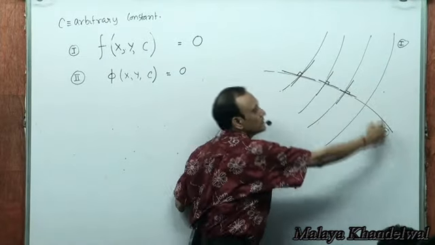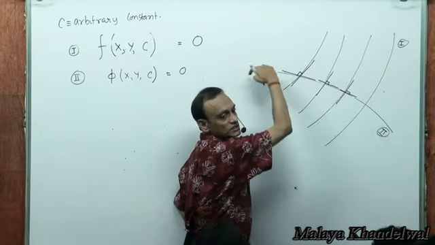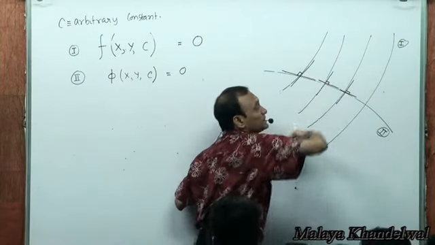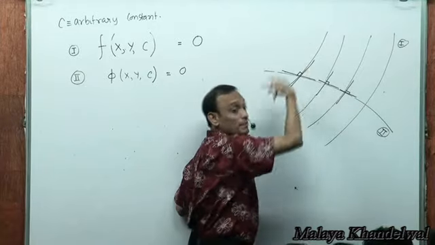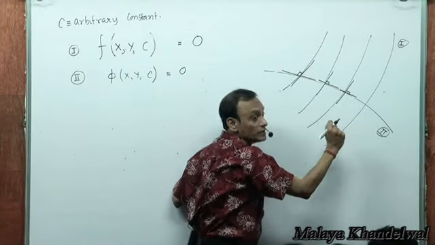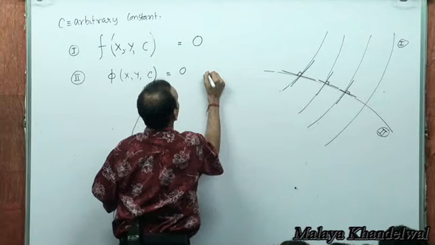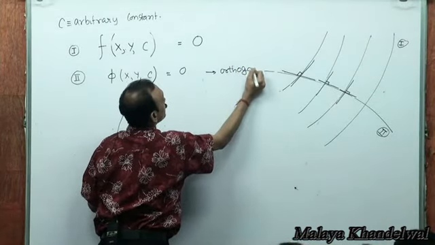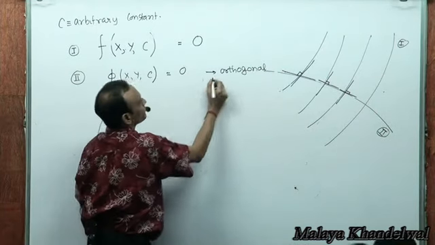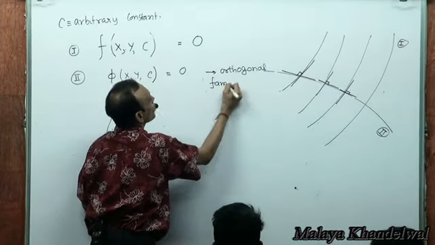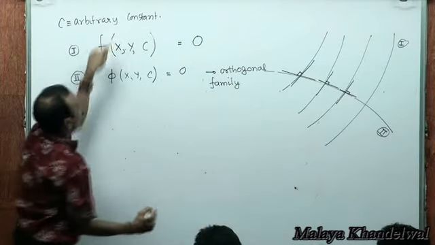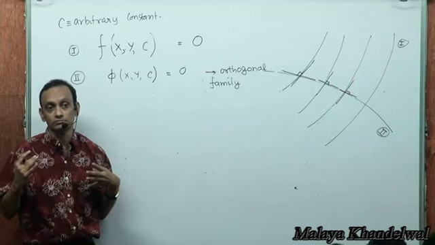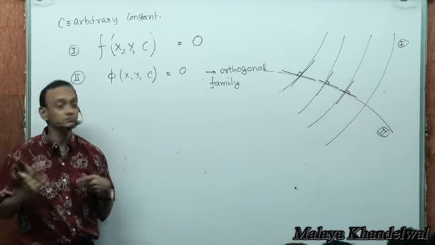So this curve, which is a member of family 2, intersects every other member of family 1 perpendicularly, which means orthogonally. That means this family of curves is said to be an orthogonal family. These two families are said to be orthogonal to each other. You know what I'm saying?